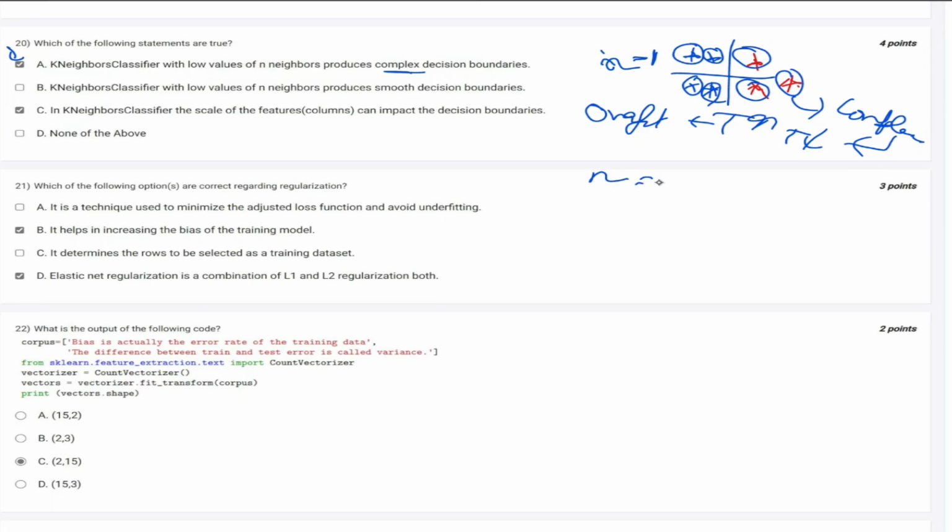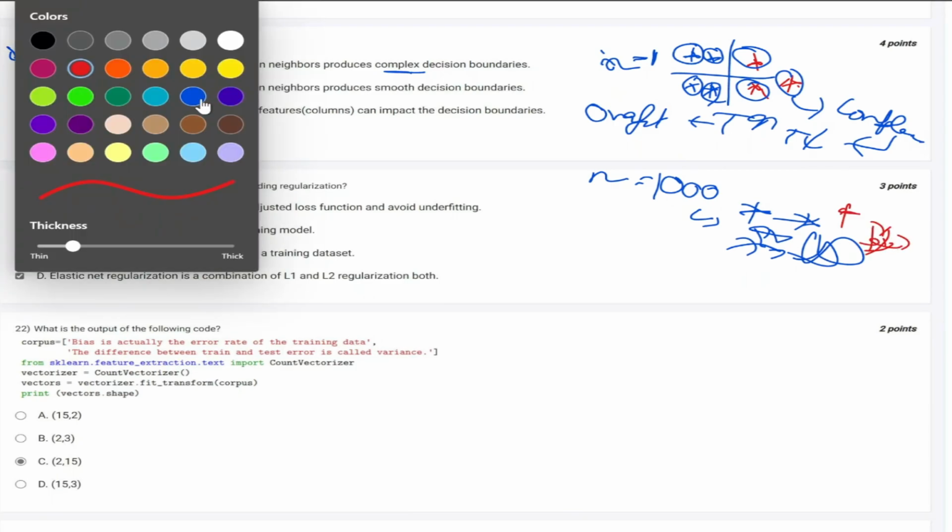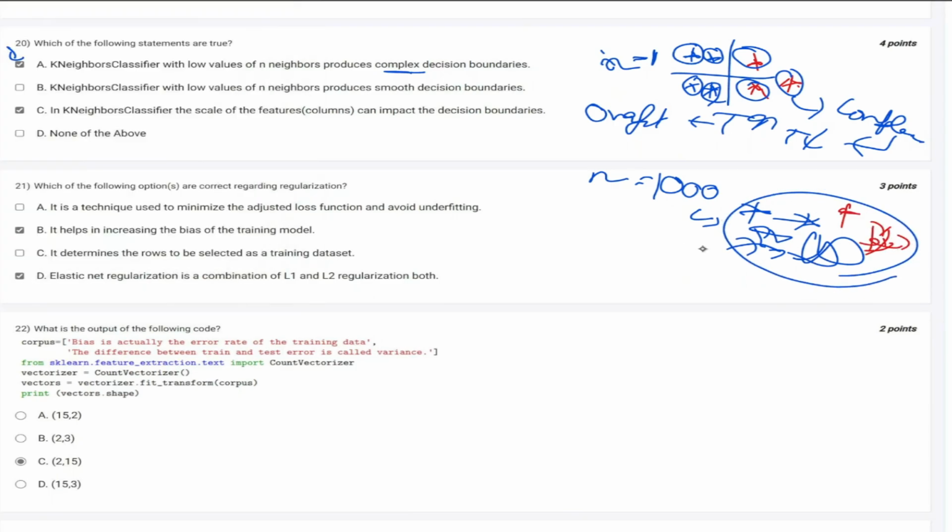However, if our n is say 1000, that means even if my data points are very different and far apart, they will all come under a single umbrella because of this n of 1000. That means it has to consult 1000 neighbors, and in this case our training data will underperform, testing data will also underperform, and this will be an underfit. You have to find a balance between that. So that's why if we have a low value of n, it will form a complex decision boundary.